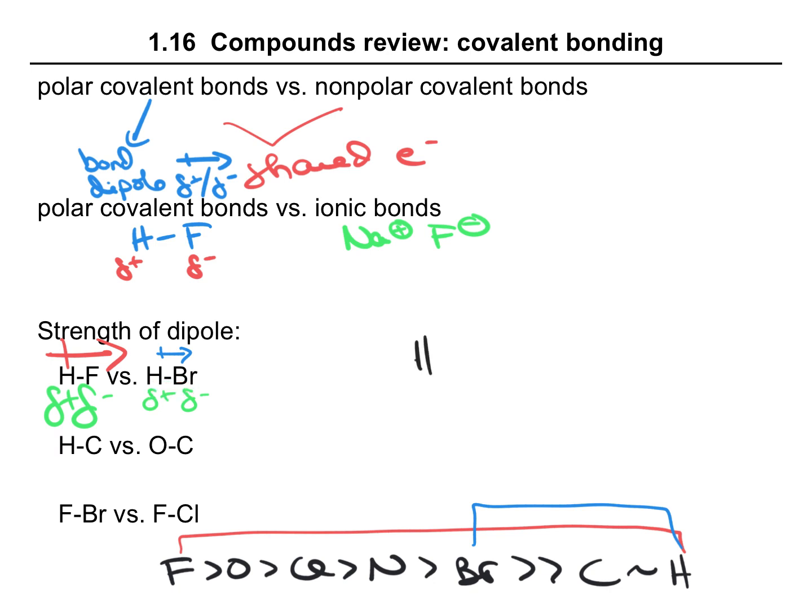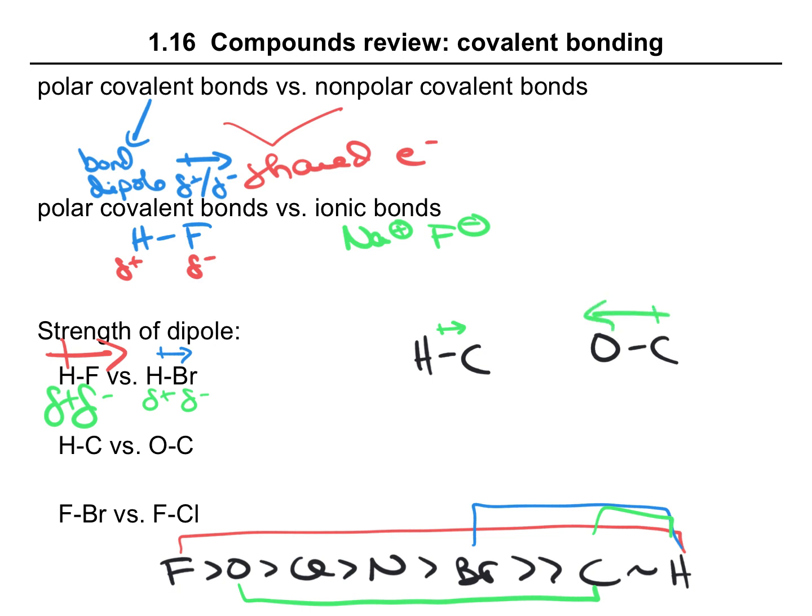Okay, next, if we're considering HC versus OC, hydrogen and carbon. Carbon is just a little bit more electronegative than hydrogen, so this gives us a very small dipole, whereas oxygen is much more electronegative than carbon, so this gives us a bigger dipole in the other direction.